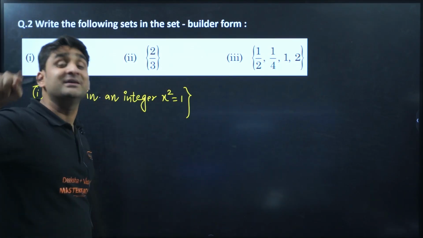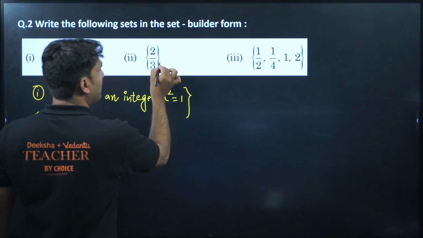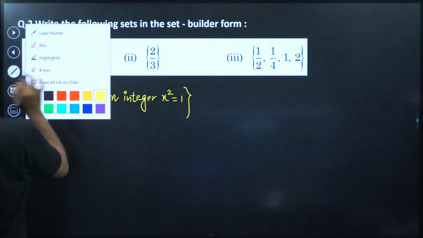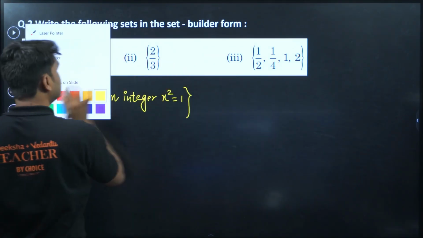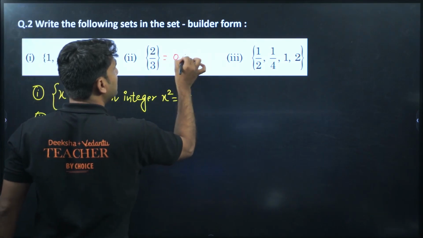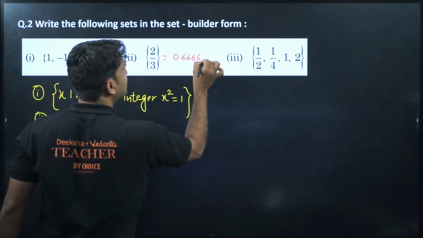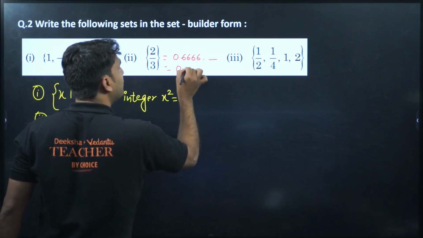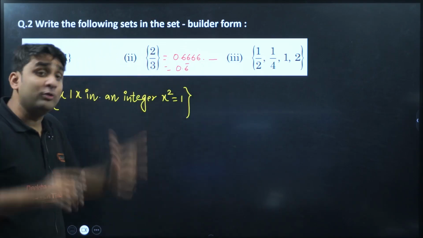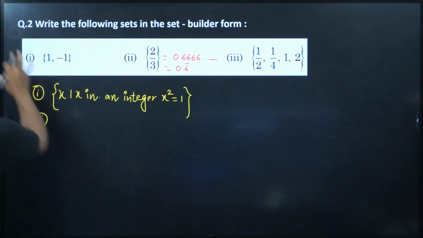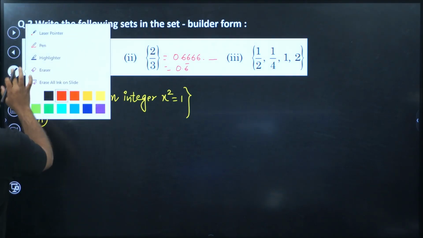So this is a repeating decimal. When you solve the given fraction, the result is 0.6666 and so on. So we can write 0.6 bar. This fraction is equivalent to 0.6 bar. So how do we write it in set builder form?